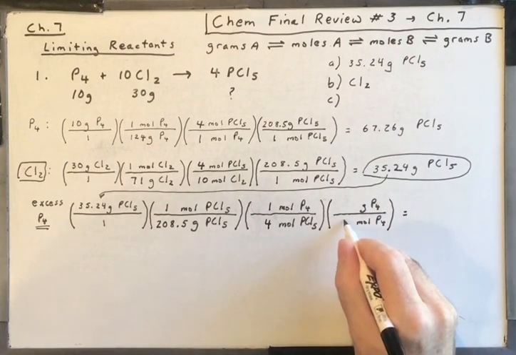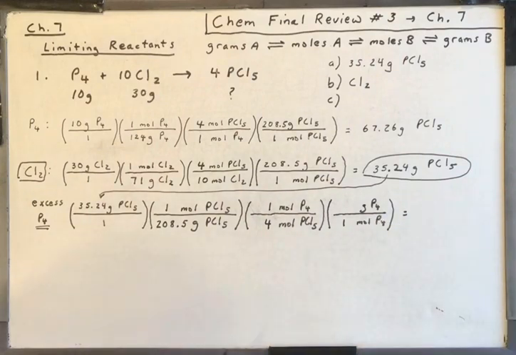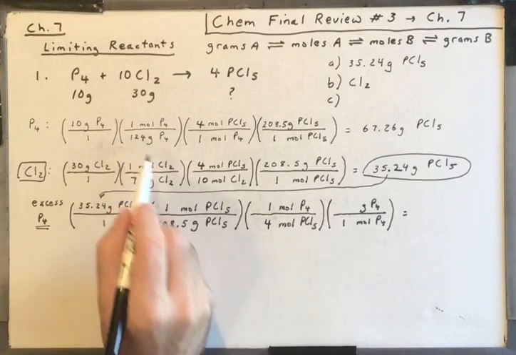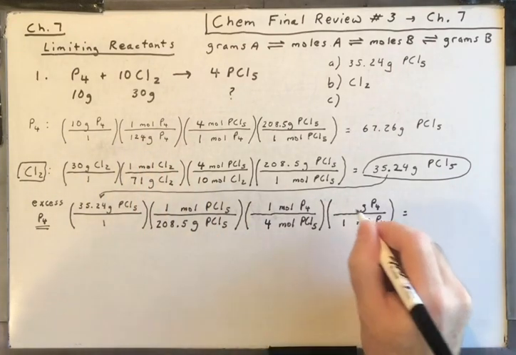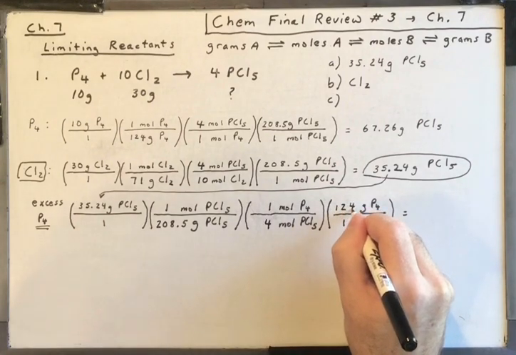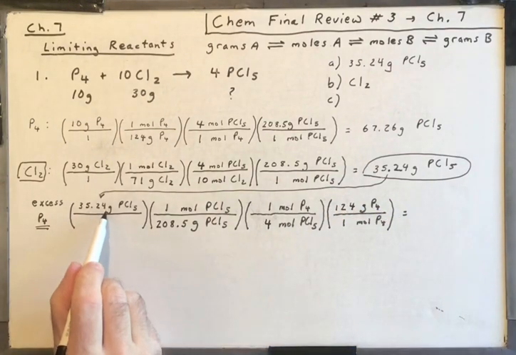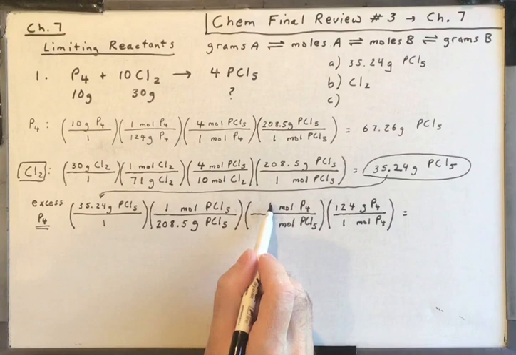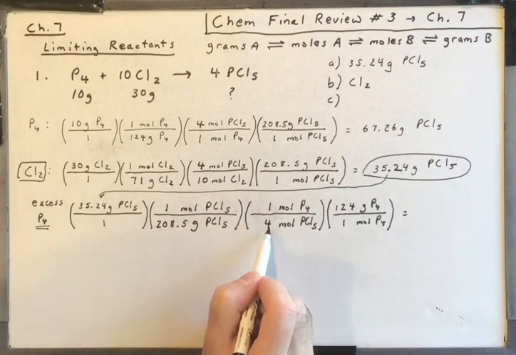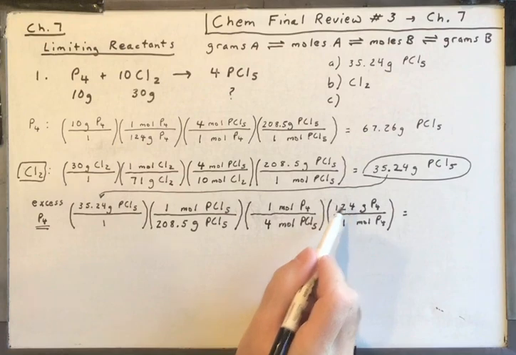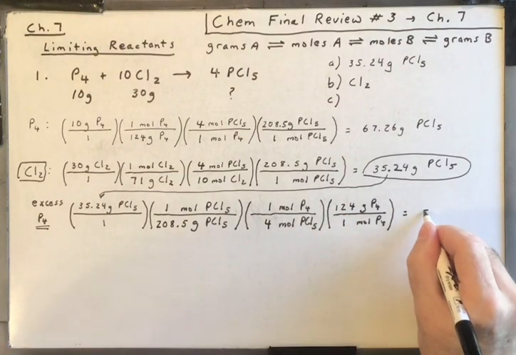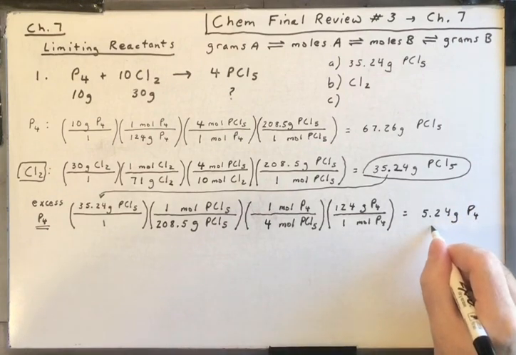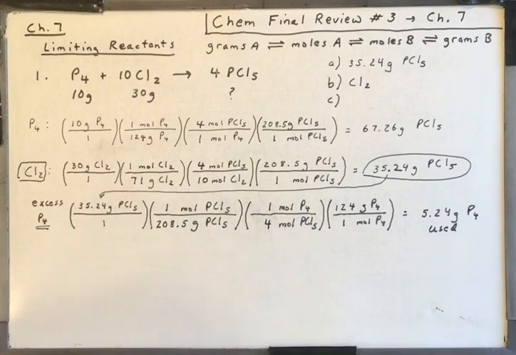One goes by the mole. How much does P4 weigh? Well, you added it up here. You can add it up again. It's 31 times 4, but if you'll look up, it's right in the problem, 124 grams. So you'll take 35.24 divided by 208.5 times 1, which you don't really have to do, divided by 4 times 124. That'll get 5.24 grams. Now that's not the answer.